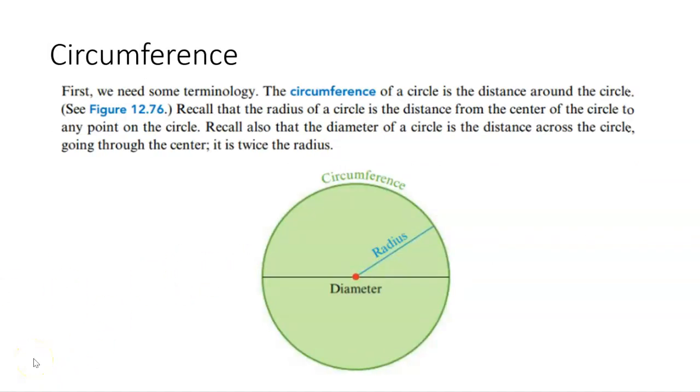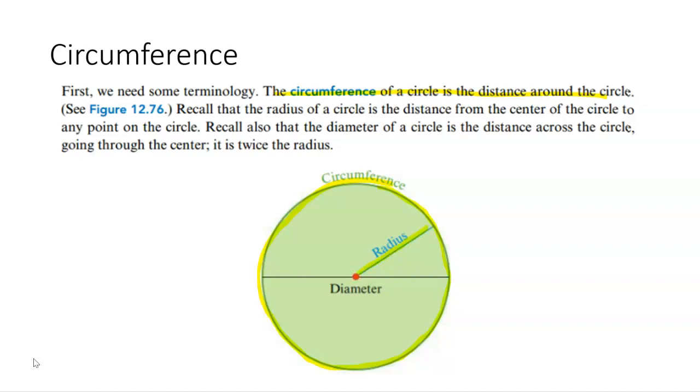The circumference of a circle is similar to the perimeter. We just have a different name for circles. So the circumference is the distance around the circle. It's like the fence. It's the perimeter of a circle. We just use a different name. And the radius of the circle is the distance from the center of the circle to any point on the circle. We learned that before.